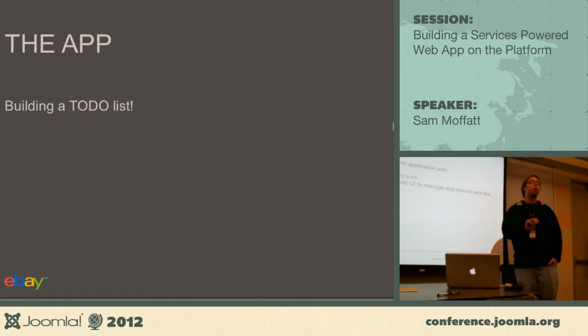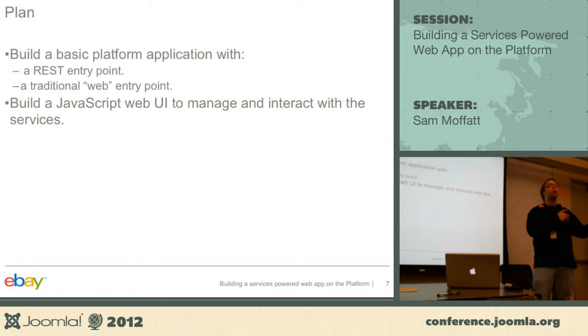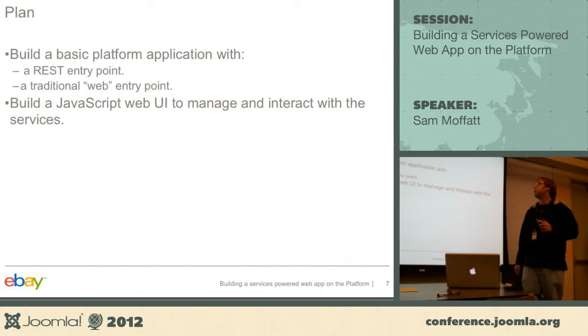So the plan? What we're going to do is build a very basic services app on the Joomla platform. It's going to be a RESTful entry point into our database. And we're also going to build, after that, a more traditional web entry point. Again, not the most fully fleshed out, but enough to achieve what we need to achieve today. And then on top of that, we're going to swap to the front end, and we're going to write some JavaScript. And we're going to be able to interact with those services. And in case you haven't figured it out, the AngularJS library is what we're going to use.